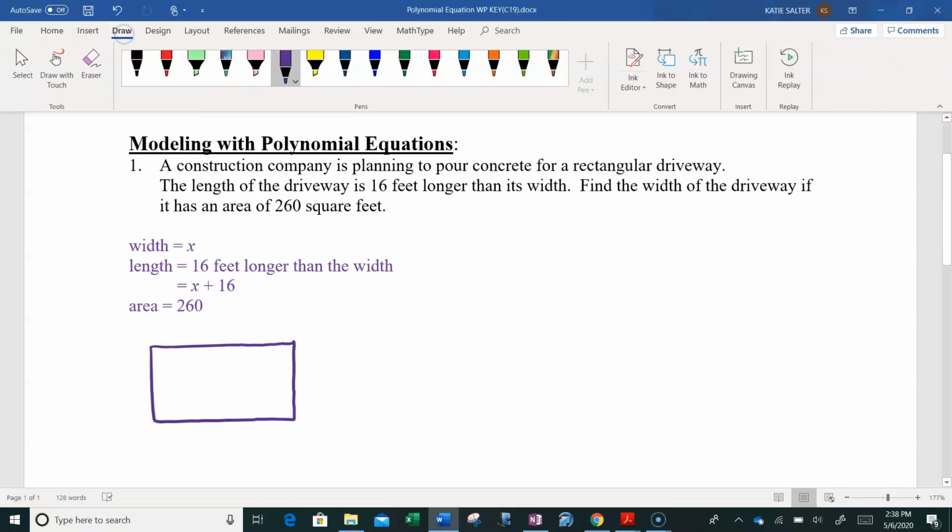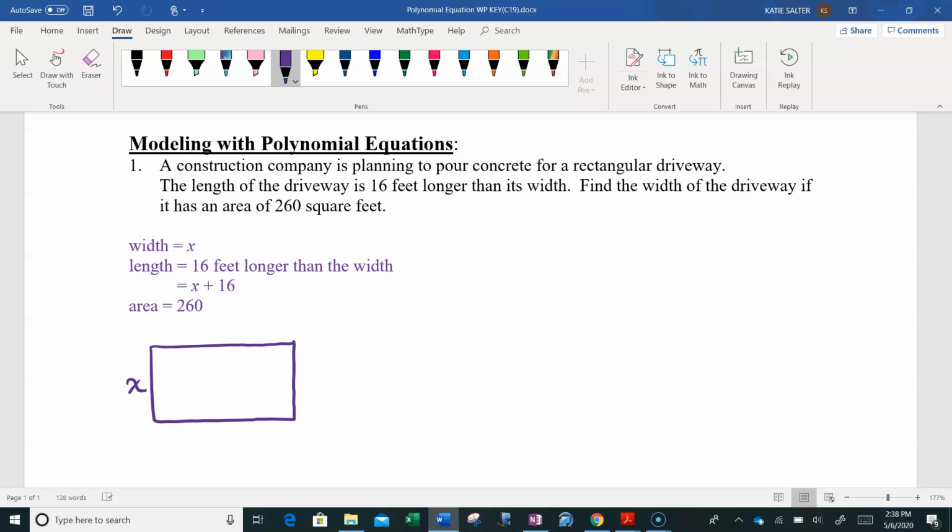Okay, so let's pick out the important information about this problem. We know we're talking about the length of the rectangle, the width of a rectangle, and the area of the rectangle. Since we do not know the width, and we know the length in terms of its width, let's let the width be our variable. And so in this case, I'm just going to let the width of our rectangle be x.